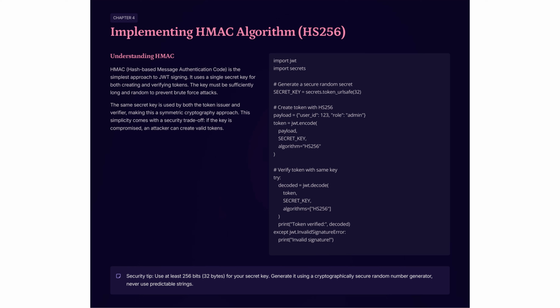HMAC, or hash-based message authentication code, is a straightforward JWT signing method using a single secret key for both creation and verification. This symmetric approach requires a long, random key to prevent brute force attacks. If compromised, attackers can forge tokens. Use a 256-bit key generated securely. Example: jwt.encode(payload, secret_key, algorithm="HS256").